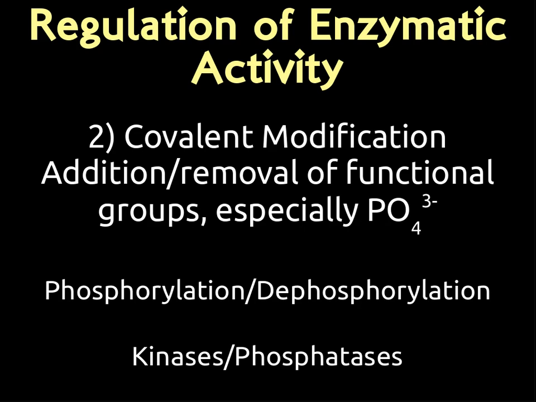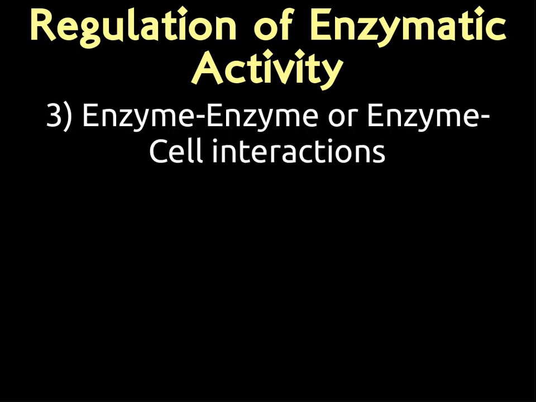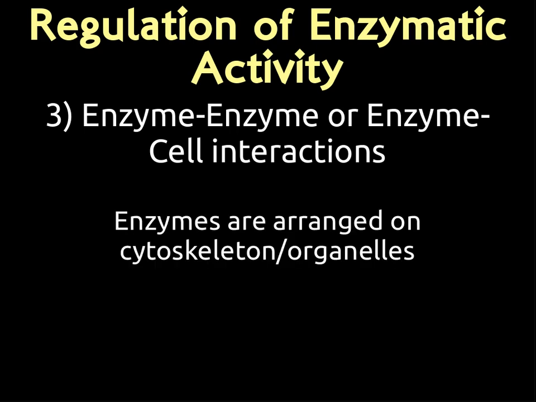Another way that we can regulate enzyme activity is through interactions between enzymes, or interactions between the cell and the enzyme as well. For instance, in many places, especially where we have an entire pathway that's really important, enzymes can be arranged on the cytoskeleton or on organelles in such a way that they are in close proximity to each other, so it's easy for them to pass the product of one enzyme to become the substrate of the next enzyme. The product of that enzyme becomes the substrate of the next enzyme, and on down the way.